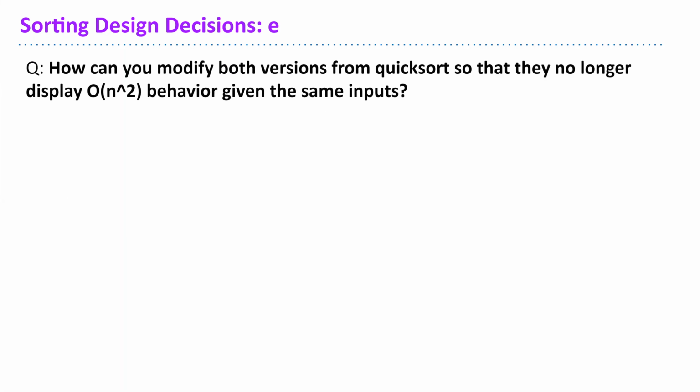So moving on from D to the final part, E, we're actually going to take this worst case that we have and try to optimize it. So how could you modify both versions of quicksort, the in place and not in place implementations, so that they no longer display O of n squared behavior when they're given the same inputs? So the input is going to be an array of all duplicate elements. And we want to make it so that when we use our pivot, we don't end up with all of our values on one side of our pivot.